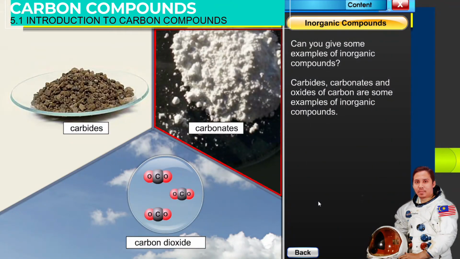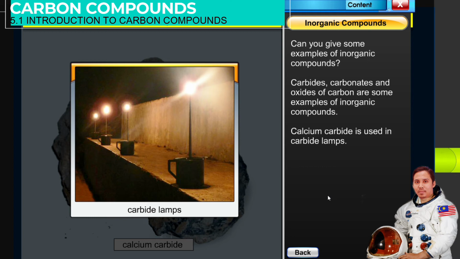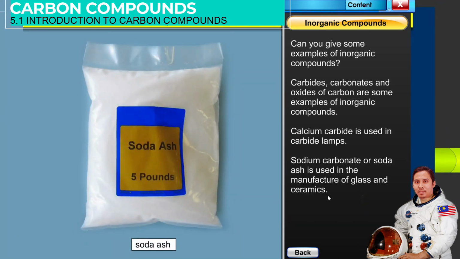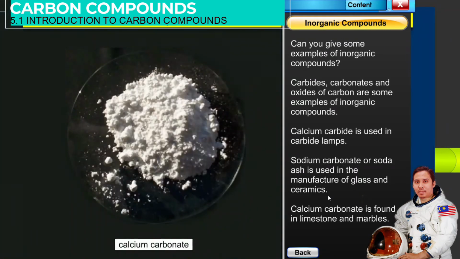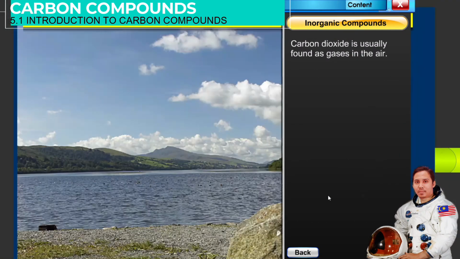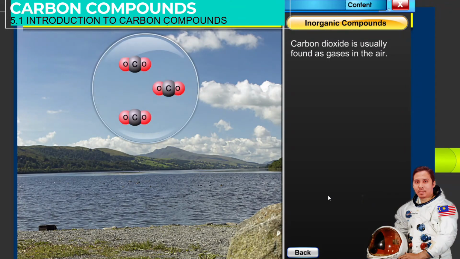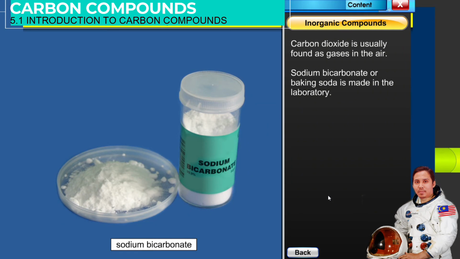Carbides, carbonates, and oxides of carbon are some examples of inorganic compounds. Calcium carbide is used in carbide lamps. Sodium carbonate or soda ash is used in the manufacture of glass and ceramics. Calcium carbonate is found in limestone and marble. Carbon dioxide is usually found as gases in the air. Sodium bicarbonate or baking soda is made in the laboratory. It is mostly used for baking.